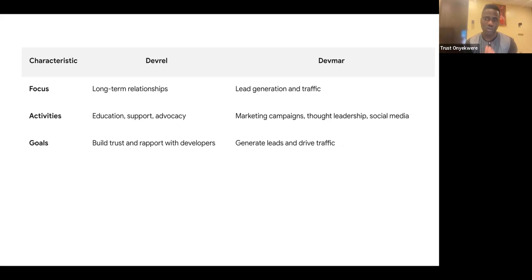The last is the goals. For those in DevRel, developer relations, the goal is to build trust, rapport with developers. It is relationships, trying to build relationships with developers.